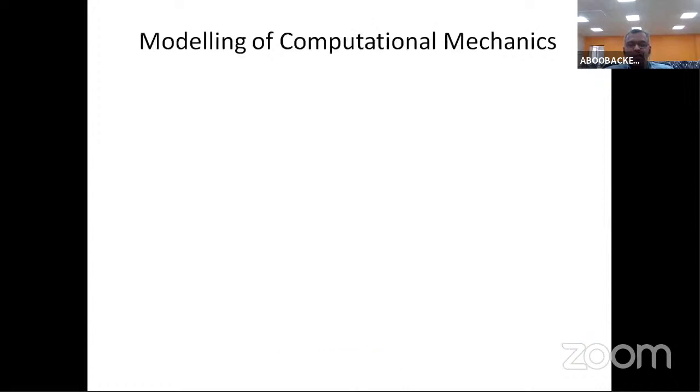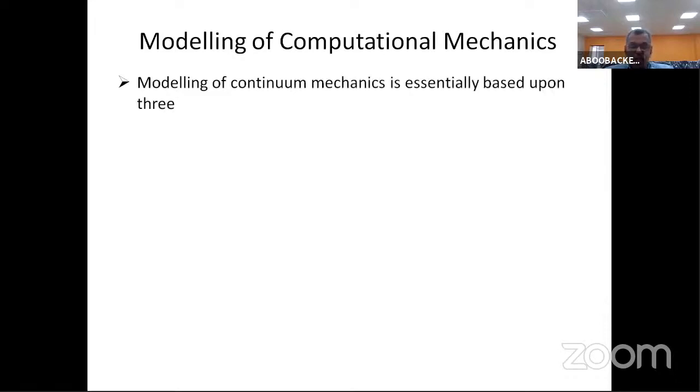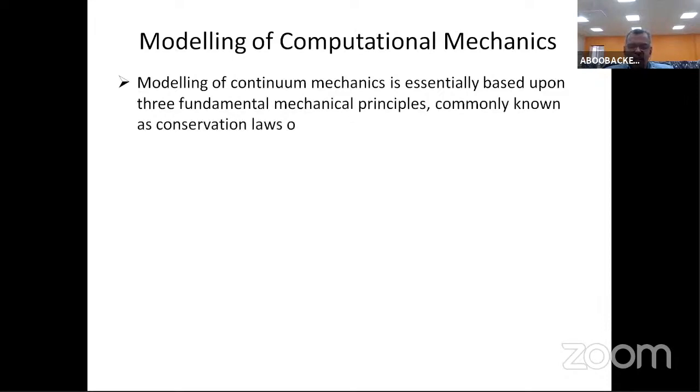Next, modeling in computational mechanics. Modeling, as we said, is converting the physical systems into a set of mathematical equations. For that, we need laws. So modeling of continuum mechanics is based upon three fundamental mechanical principles, commonly known as conservation laws or balance laws.